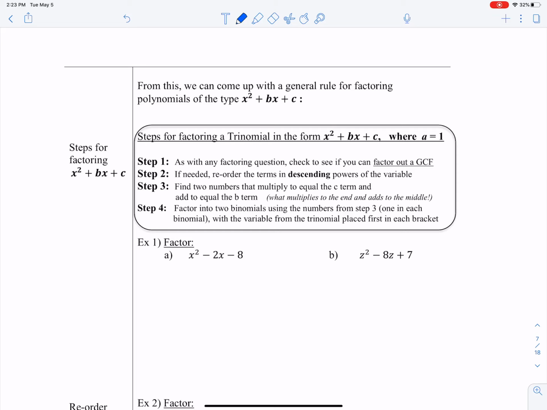So this is section 2.4, part 2. Okay, so now we're ready to factor our trinomial where we have x squared plus bx plus c.